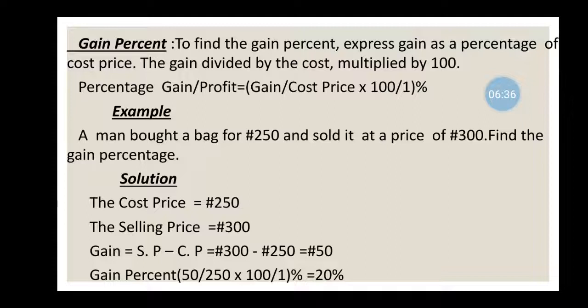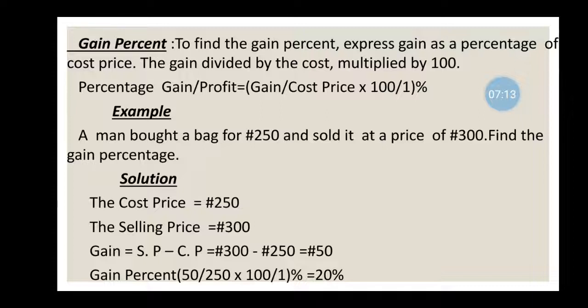To find gain percent, express gain as a percentage of cost price: the gain divided by the cost multiplied by 100. That's the formula. Percentage gain or profit is equal to gain over cost price times 100 over 1 percent.